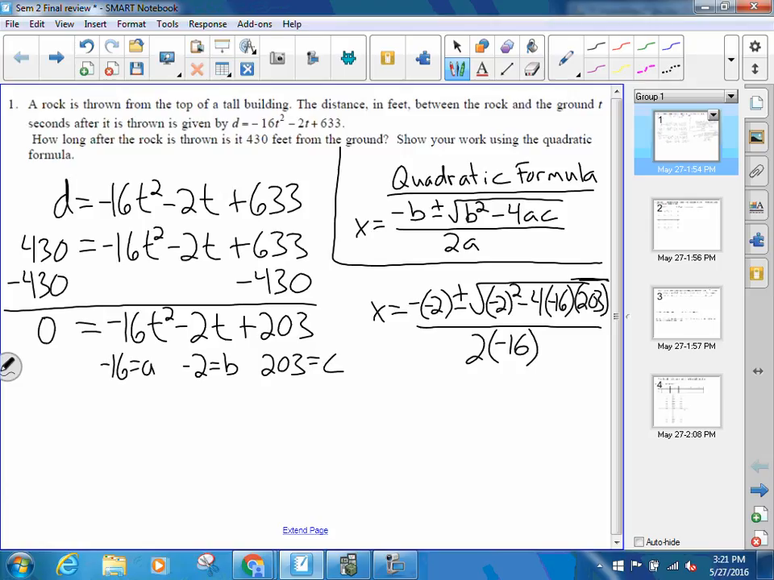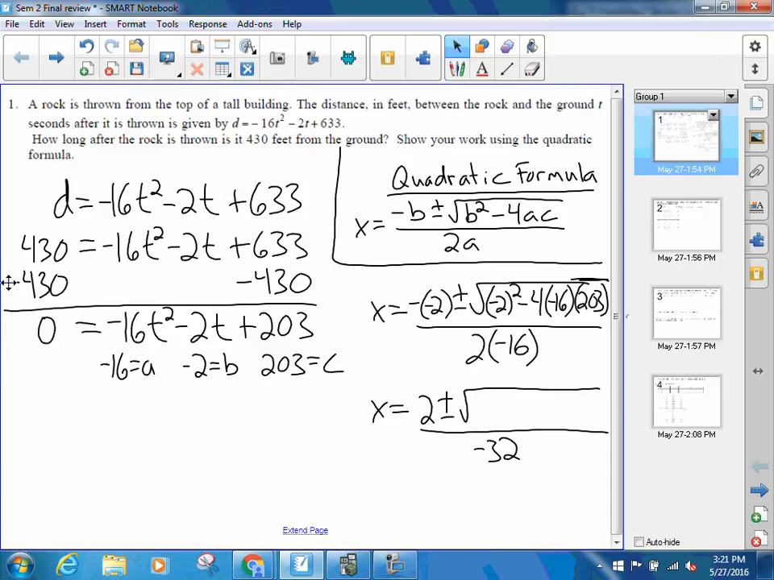Okay, now I'm going to split this up. Basically, I'm going to split it up into 3 parts. I have this negative 2. Well, negative 2 is just positive 2. Plus or minus, and I have the square root. We'll deal with that in a second, but that's another part. And then the bottom part, the 2 times negative 16, I know that that's going to be negative 32.